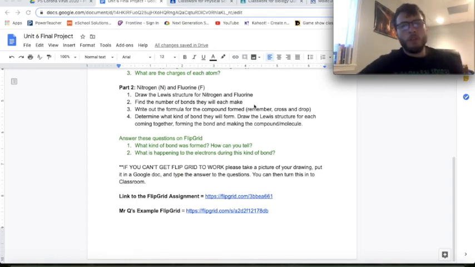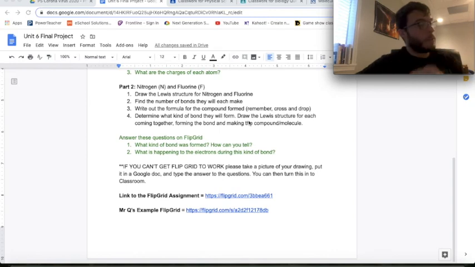And then I'll want you to determine what kind of bond they formed, covalent or ionic, and draw the Lewis structure and actually draw them coming together and forming that bond. Then you can answer these questions and explain what kind of bond was formed, how can you tell, what is happening to the electrons during this kind of bond.